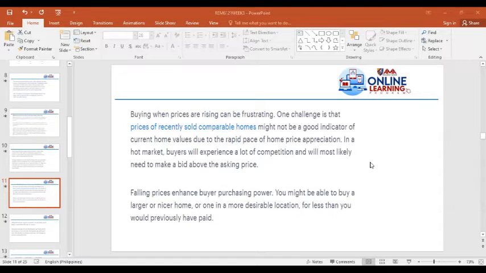Falling prices enhance buyer purchasing power. You might be able to buy a larger or nicer home, or one in a more desirable location, for less than you would have previously paid. Okay? So because of the market prices, there is an effect on buyer purchasing power.